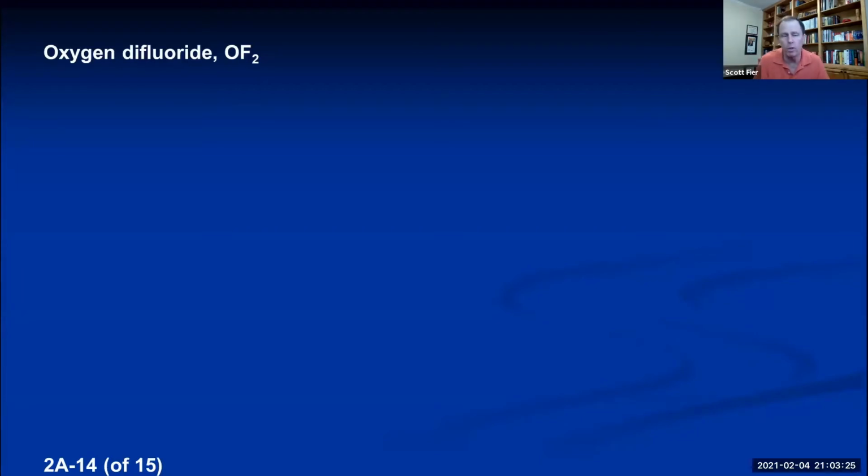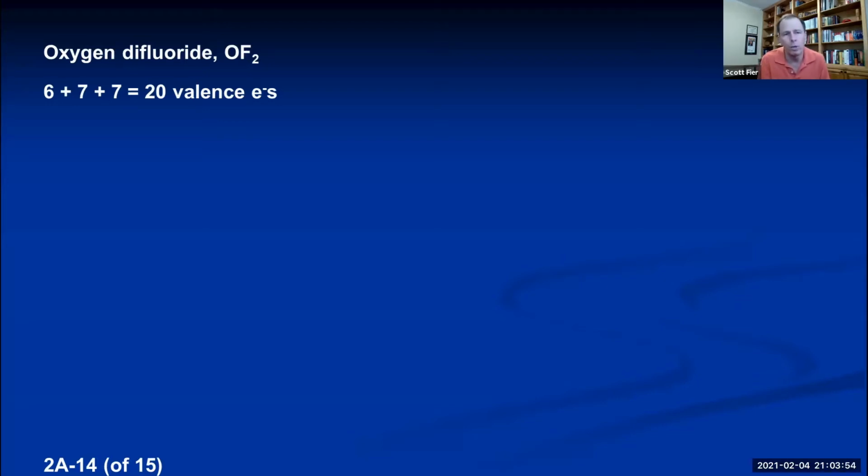The first step is we add up the valence electrons in all the atoms in the molecule. An oxygen atom, 16th column on the periodic table, has 6 valence electrons. Fluorine, 17th column, has 7 valence electrons, and there are two of them, so 7 and 7. So the number of valence electrons in this molecule is 20. When we're done with our Lewis structure, we had better have accounted for all 20 electrons.